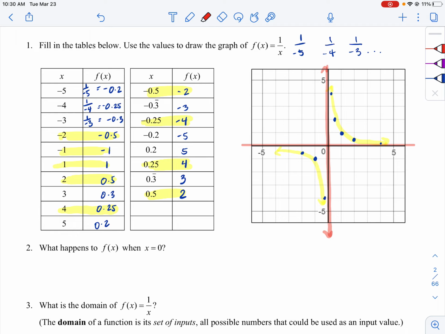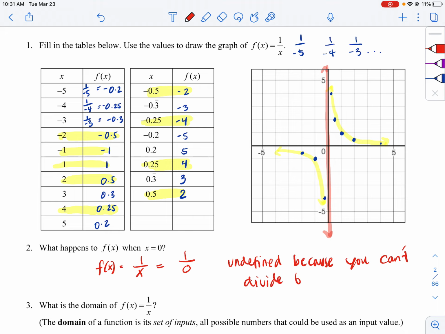But first, we are going to talk about why the graph is not touching the y-axis, the red line. Number 2, what happens to f of x when x is 0? Why don't we plug that in? We're going to have 1 divided by 0, and it will be undefined, because remember, we are not allowed to have a denominator that is 0. It is undefined because you can't divide by 0.